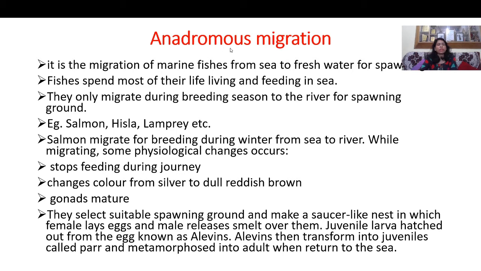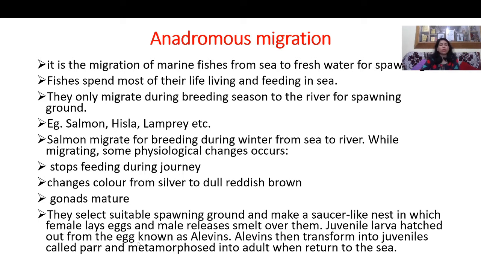Anadromous migration is the migration of marine fishes from sea to freshwater for spawning. The fishes spend most of their life living and feeding in the sea, then migrate only during breeding season to the rivers for spawning grounds, like hilsa, salmon, lamprey. When they migrate, some physiological changes occur in their body, like they stop feeding, color changes from silver to dull reddish brown, gonads become mature, and they select suitable spawning grounds and make a saucer-like nest in which females lay eggs and males release sperm over them.